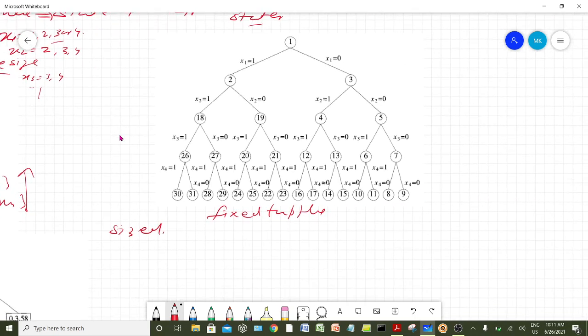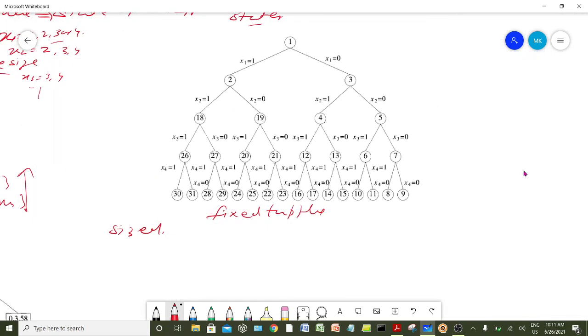So the next one, the simpler one, is our fixed tuple size solution. Now the fixed tuple size says that we start from the root and we check the first item. It will be included or it will be excluded. So this is excluded, this is included. Fine. If it is included, then we follow this branch and move to the second item. If we excluded it, then we move to node number 3 and pursue from here.